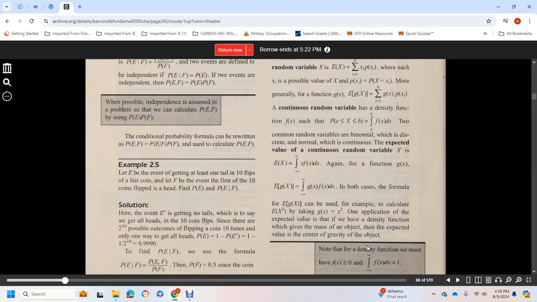One application of the expected value is that, given the density function for the mass of an object, the expected value is the center of gravity of the object. To know the density of a function, we must use the function f(x) for x greater than or equal to 0, where the integral of f(x) is equal to 1.